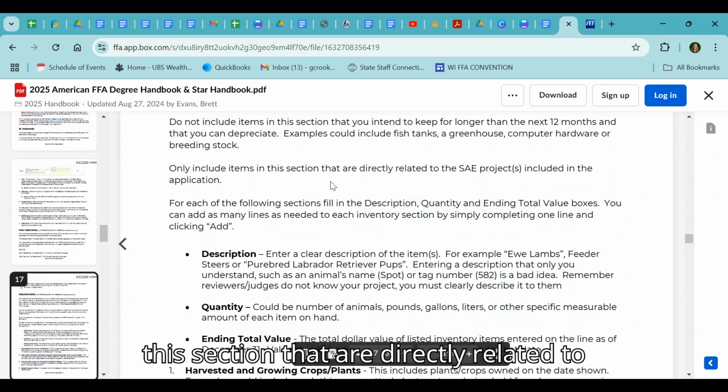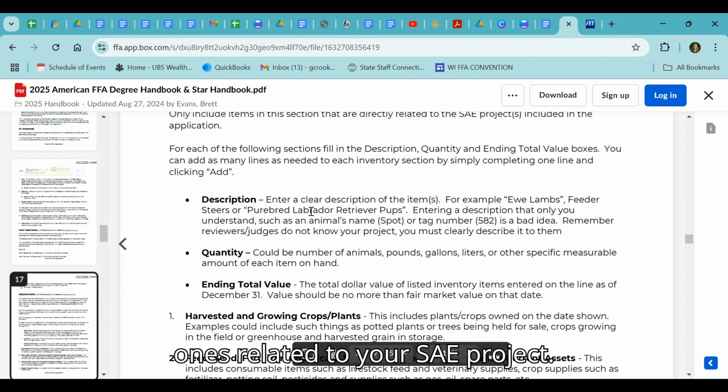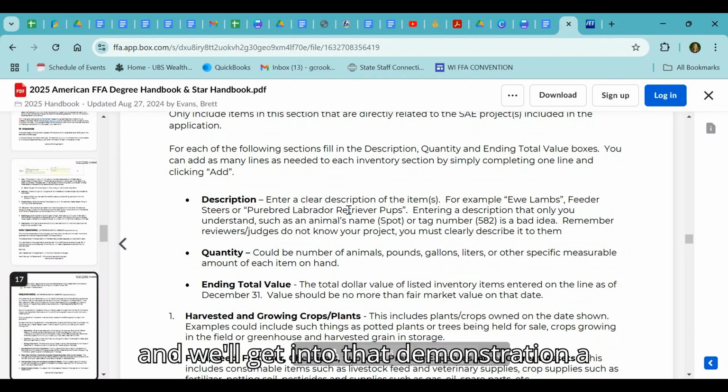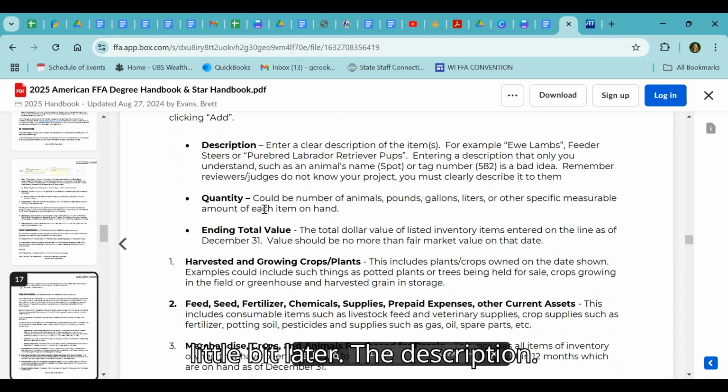Only include items in this section that are directly related to the SAE projects included in the application. So you do not need to put all of your assets in here, just the ones related to your SAE project. For each of the following sections, you're going to fill in a description, the quantity, the amount you have, and your ending total value boxes. You can add as many lines as needed to each inventory section by simply completing one line and clicking Add. And we'll get into that demonstration a little bit later.